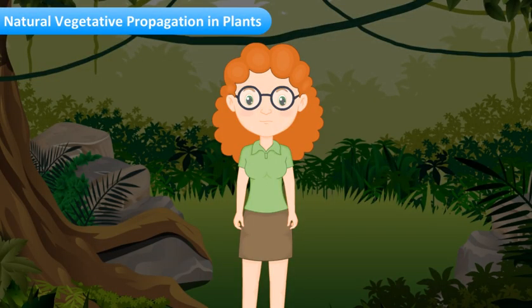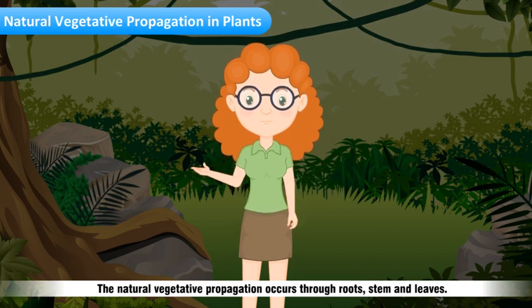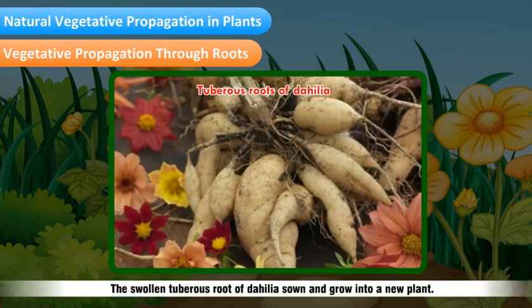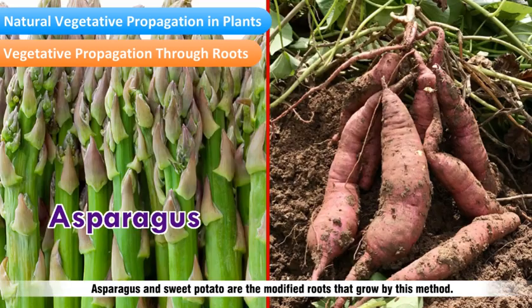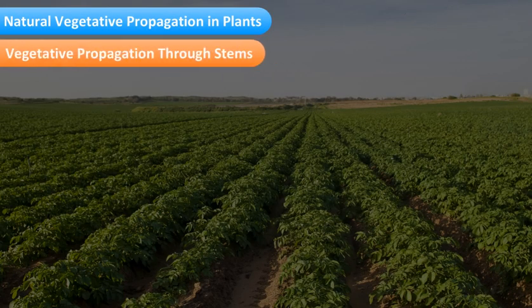Natural vegetative propagation in plants. The natural vegetative propagation occurs through roots, stem, and leaves. Vegetative propagation through roots. The swollen tuberous roots of dahlia are sown and grown into a new plant. Asparagus and sweet potato are the modified roots that grow by this method.